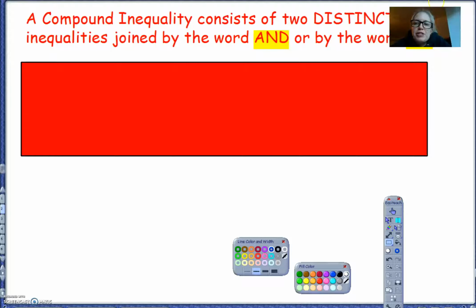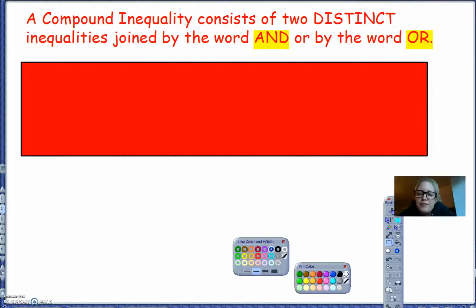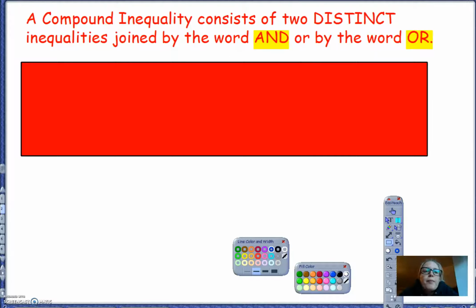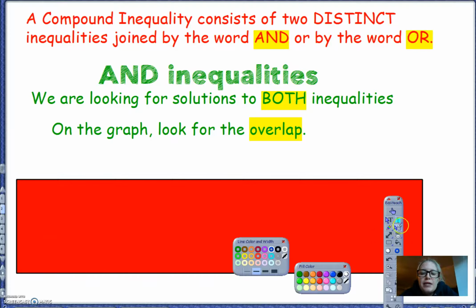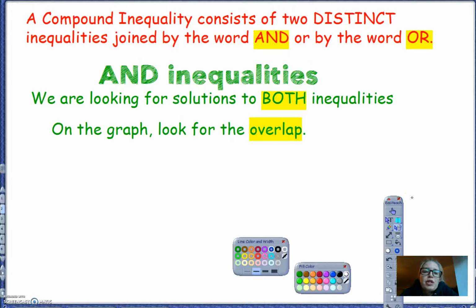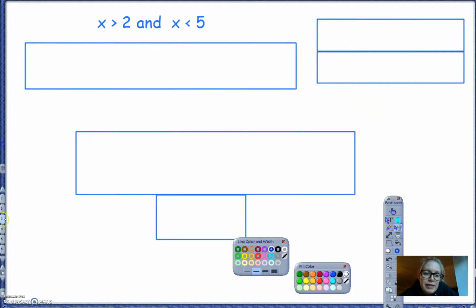So first, let me explain to you. I'll move my video over here. A compound inequality consists of two distinct inequalities joined by the word and or by the word or. So those are our two parts. We're going to start with the and inequalities. And inequalities, we are looking for solutions to both inequalities. So two inequalities, and you're looking for the solution that works for both of them. And on the graph, you're looking for an overlap. All right, so let me explain with an example.